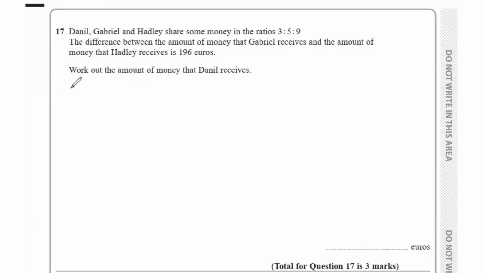So let's first create fractions for each of these people. For Daniel, that's going to be 3 over the sum of 3, 5, and 9, which is 17. When creating fractions out of the ratios, the denominator will always be the sum of values in the ratio, and the numerator is the number assigned to that particular person in the ratio. So that's why 3 over 17 times x.